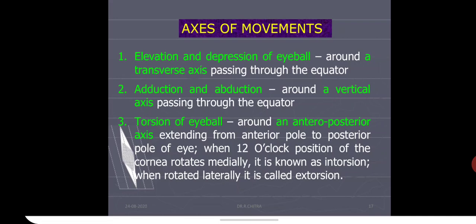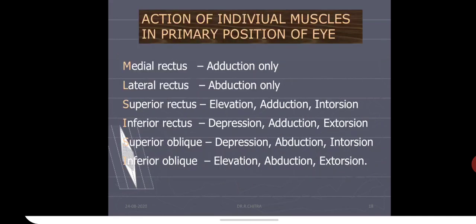Now we will see the movements of the individual muscles. In the primary position, the normal position, medial rectus causes adduction only. Lateral rectus causes abduction only. The superior rectus and inferior rectus cause elevation, adduction and intorsion for the superior rectus. Superior rectus, corresponding to superior, causes elevation. Inferior rectus causes depression. Both muscles cause adduction. Superior rectus causes intorsion, inferior rectus causes extorsion.